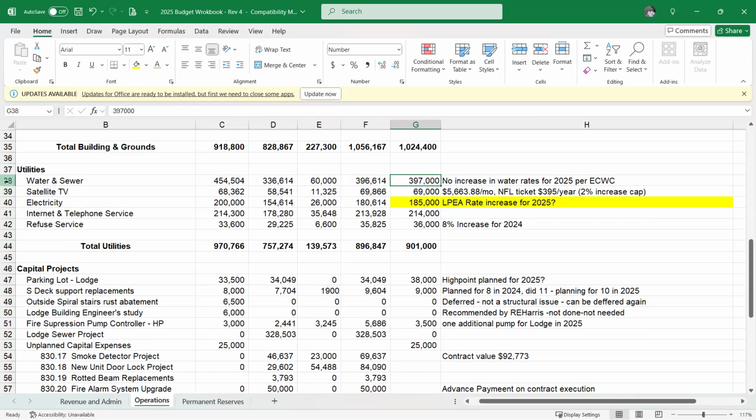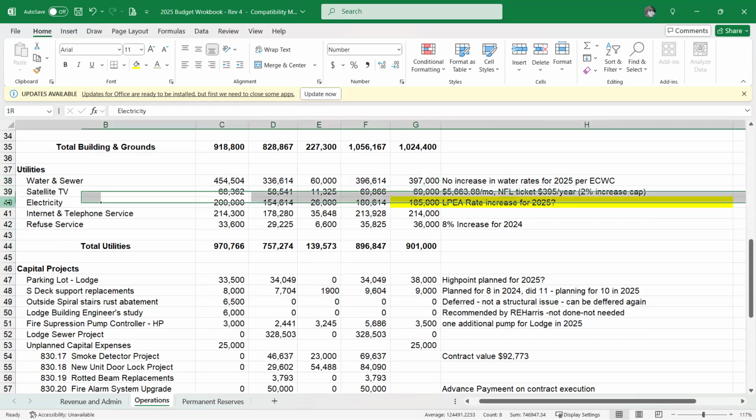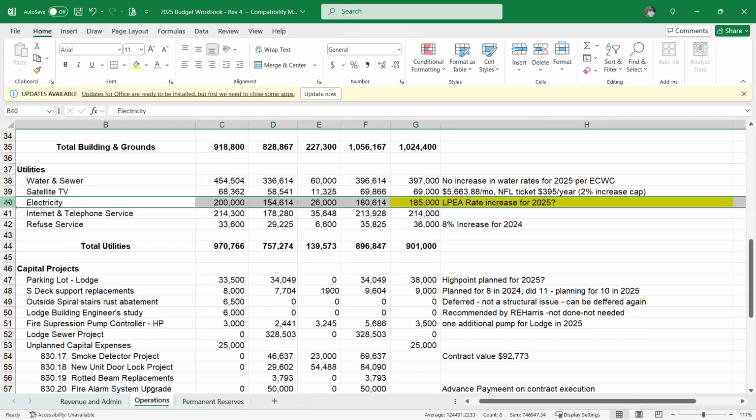Everything else is pretty cut and dried. Electricity, it's always a moving target. We'll spend a little bit less. I think I looked it up. LPEA had a 4% rate increase last year. I went online and I could not see where they were announcing any rate increase for 2025, but I wouldn't be surprised if they do.